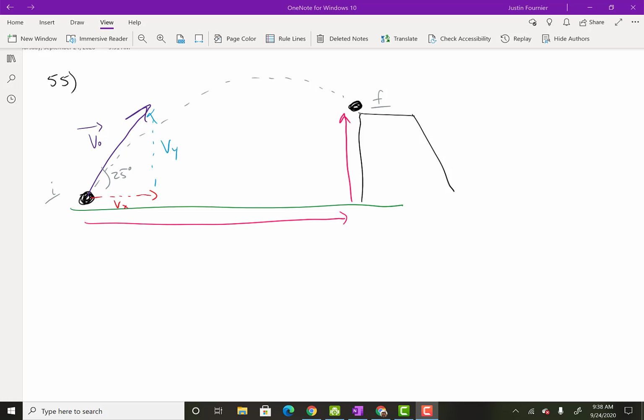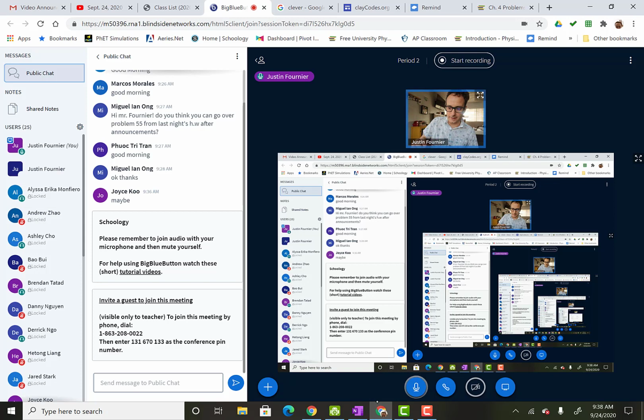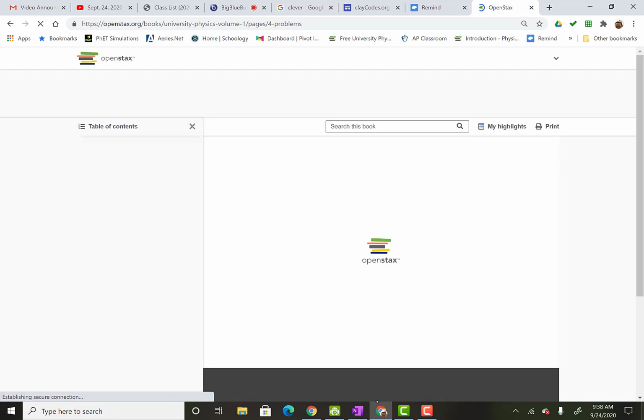All right, so this is problem 55 here. And let's go to the problem itself. I drew out a diagram already.